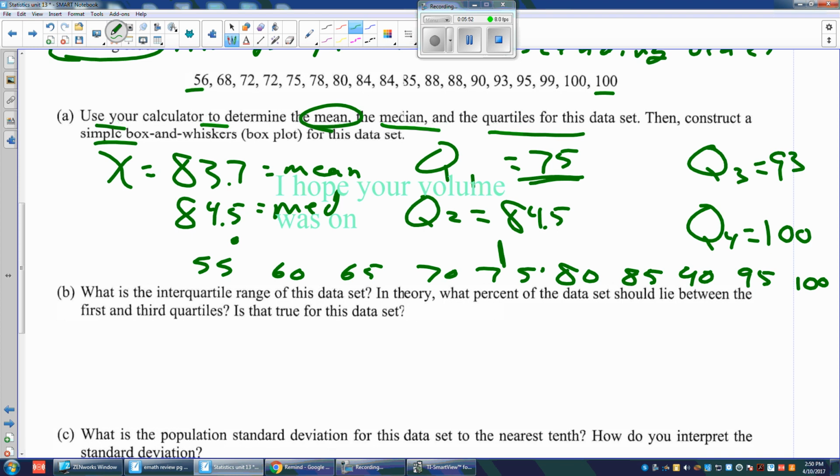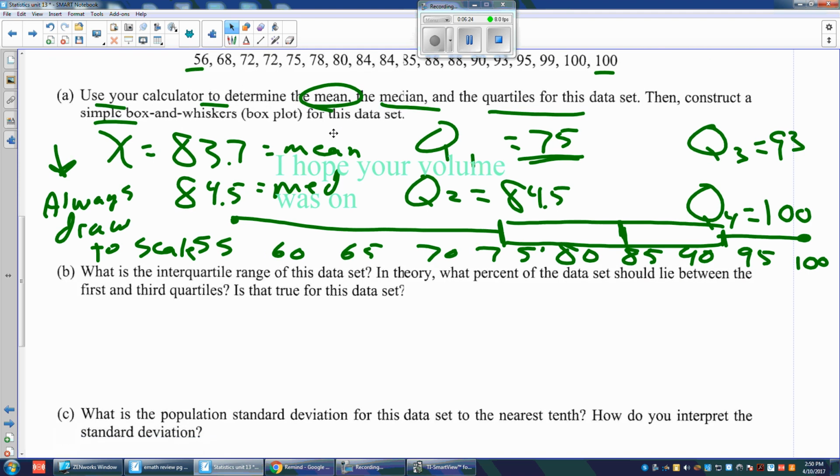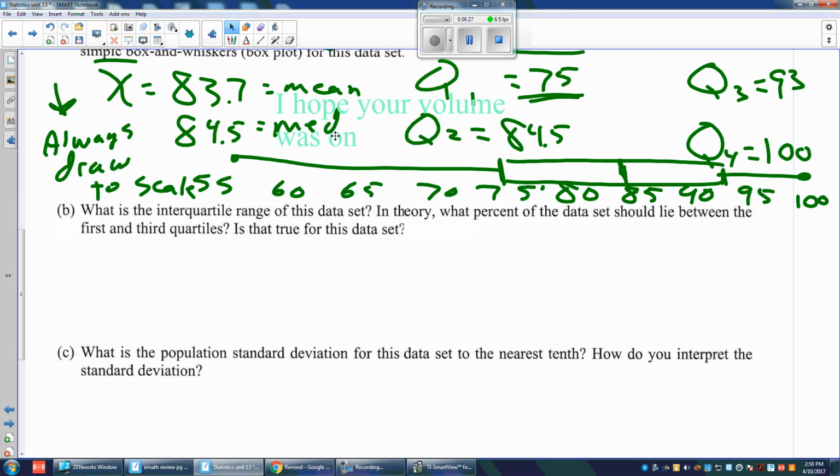The second quarter was 84.5. Draw another vertical line around there. The third quarter was 93. There is your box. The maximum was 100. There are your whiskers. Always draw to scale. Always draw your number line to scale. What's the interquartile range? Well, that's very simple. It's the box.